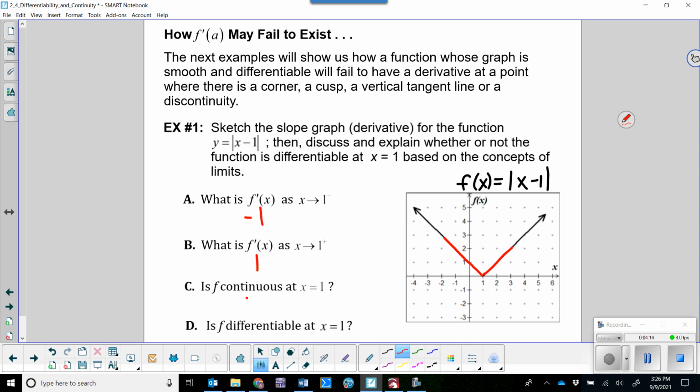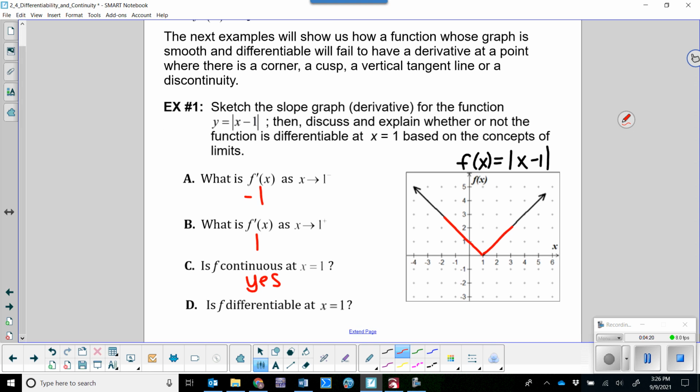Is f continuous at x equals 1? Well, that answer is yes. There is a point there. It's continuous. Then the next question is, is f differentiable at x equals 1? And the answer is no. So while it is continuous, there is no derivative because the left derivative and right derivative are not the same. So the limit of the derivative from the left and the derivative from the right do not equal each other.